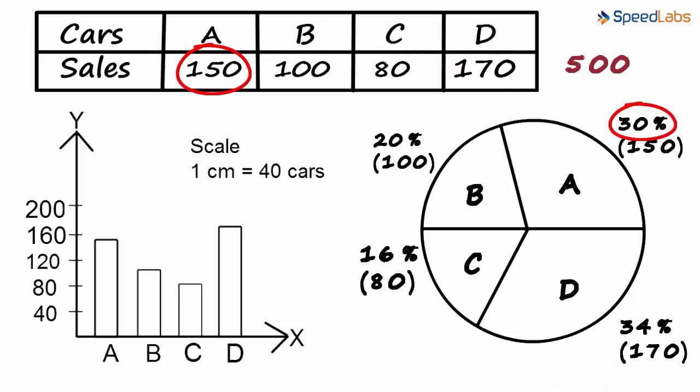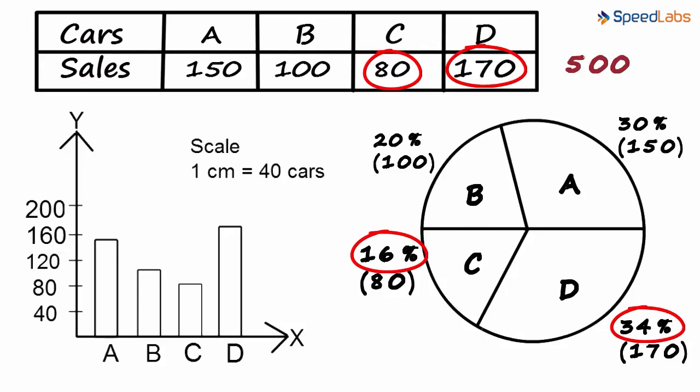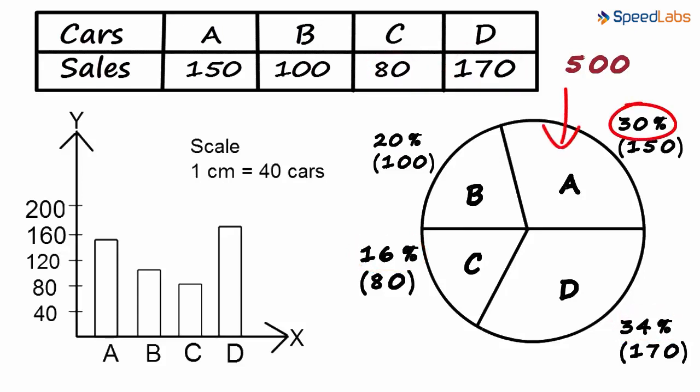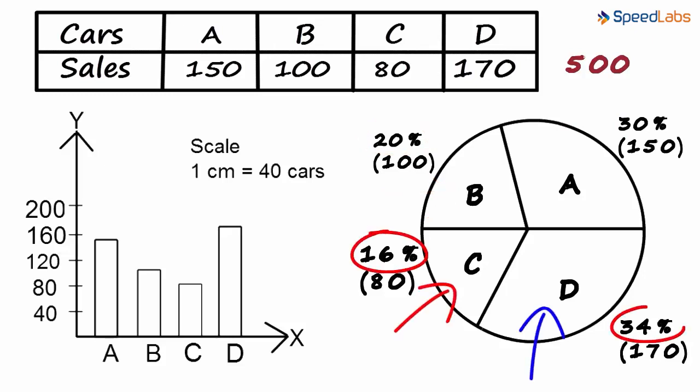150 is 30% of 500. 100 is 20% of 500. 80 and 170 are 16 and 34% respectively. The region A covers 30% of the entire circle. Region B covers 20% of the entire circle. And regions C and D represent 16 and 34% of the entire circle.